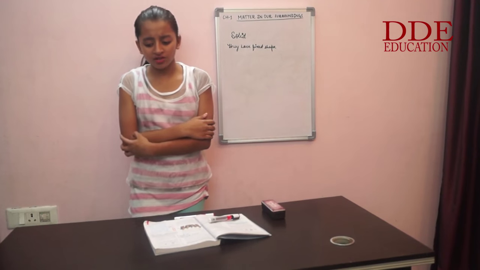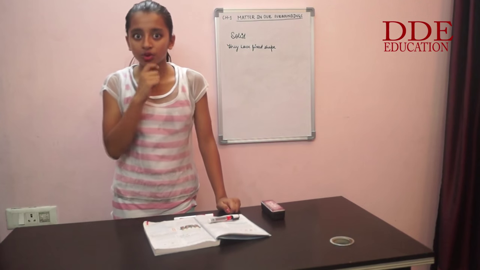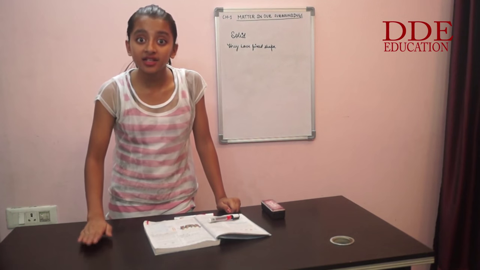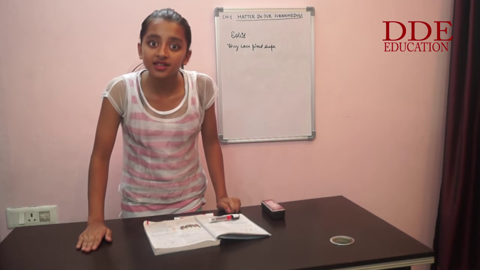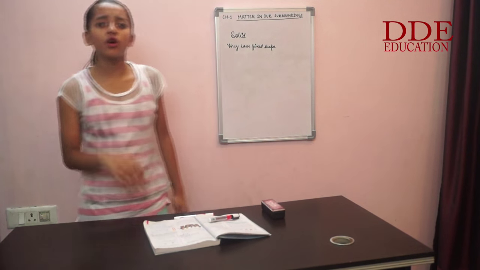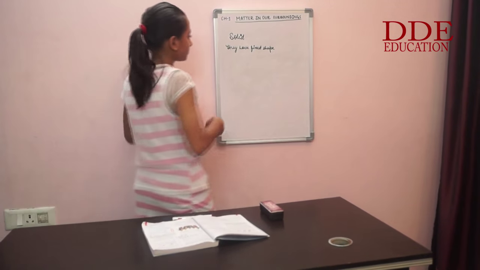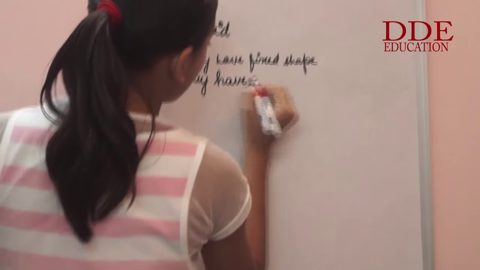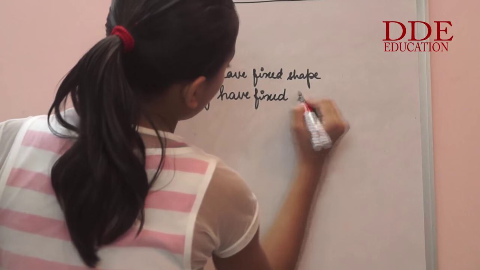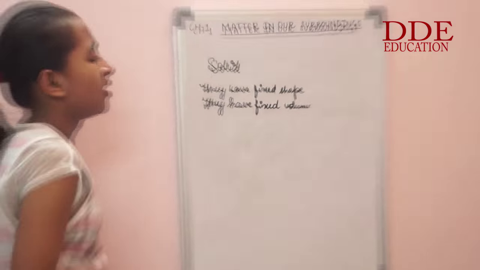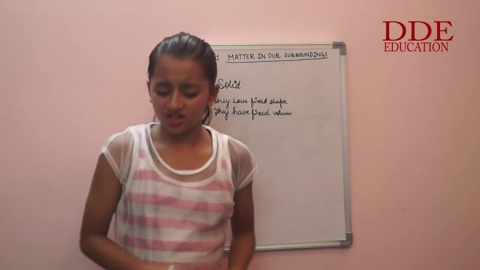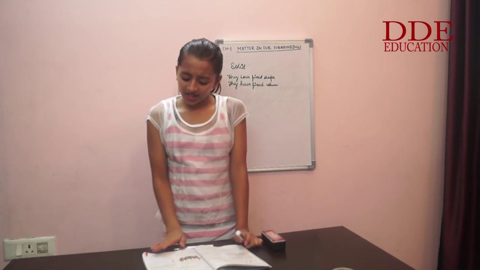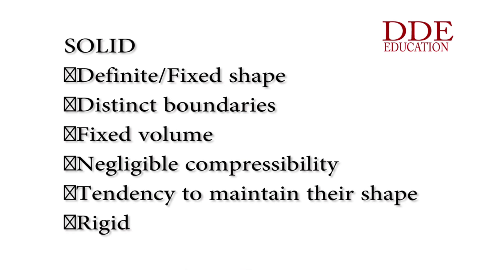But you must be wondering that if I hammer it, then it would break. Still, we had applied a force on it, so it had to break, and it maintained its tendency to remain a solid. Now let's move on to the second point, that is, they have fixed volume. That's a very clear point. A solid can never change its volume. Can it? No.